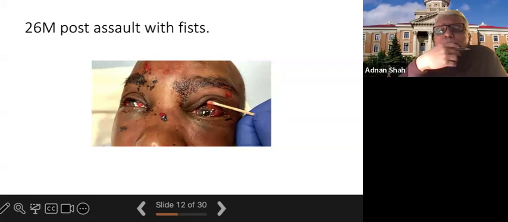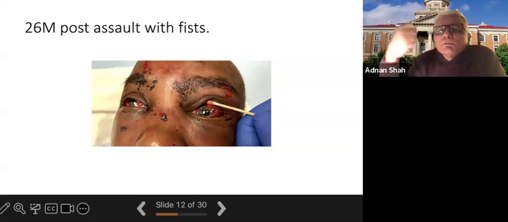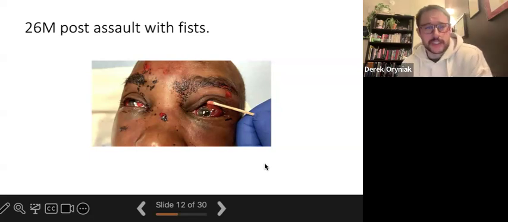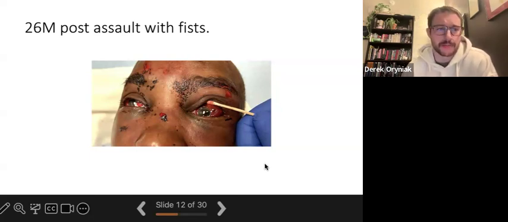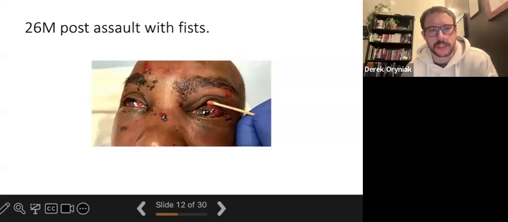Sorry, it wasn't a globe rupture. There was no globe injury. And then he also looks like he has some flattening of the nasal bridge, and maybe some telecanthus. Could just be racial variation, but I would also be suspicious for a possible NOE fracture in this patient.